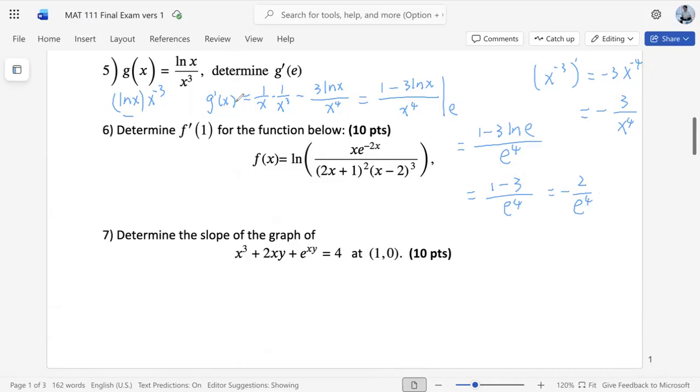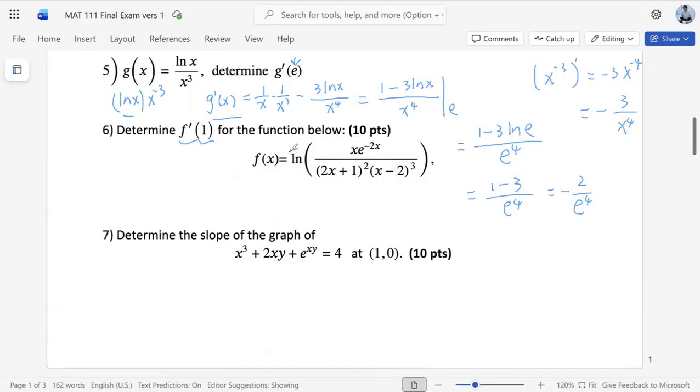So these are 2 steps, okay? We differentiate the function, then we need to evaluate at the constant e, Euler's number. Well, let's say the next one: we need to differentiate the function, then evaluate at 1. Right? So this looks very complicated. So what do we do?